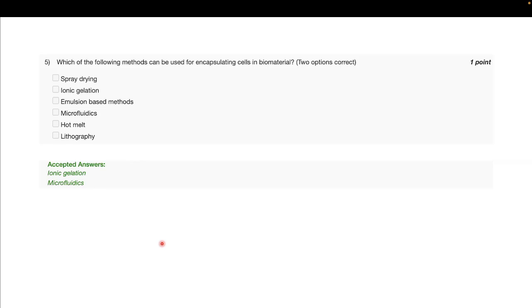So this is one way to encapsulate your cells, and the other is microfluidics, in which you have a precise control of the fluid. So you can then control how much amount of fluid is going in what direction. So these are two methods to encapsulate cells in a biomaterial. Clear? Okay, if there are no doubts, I'll move on towards the next question.